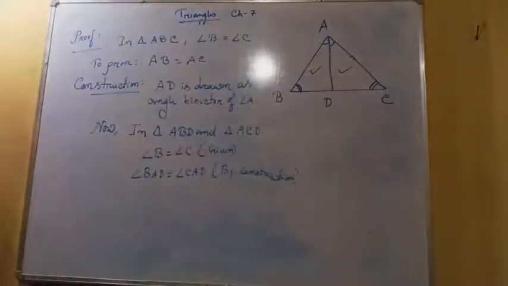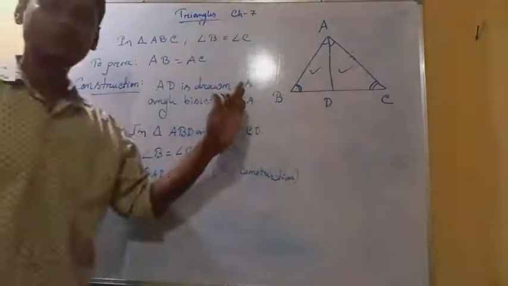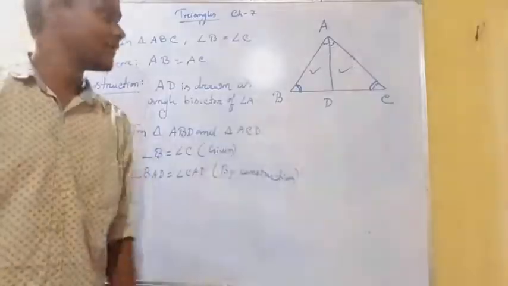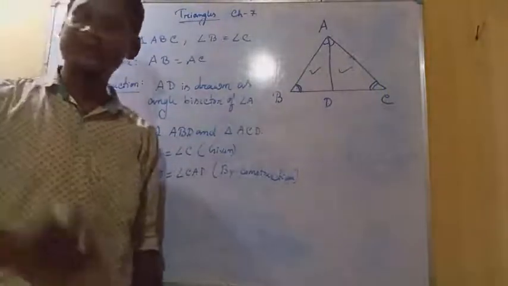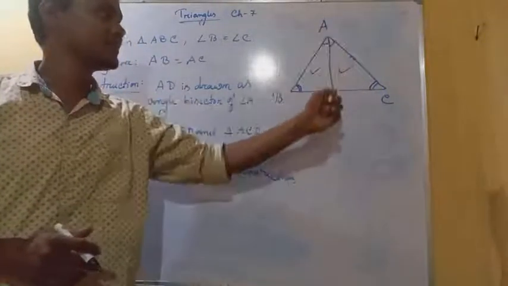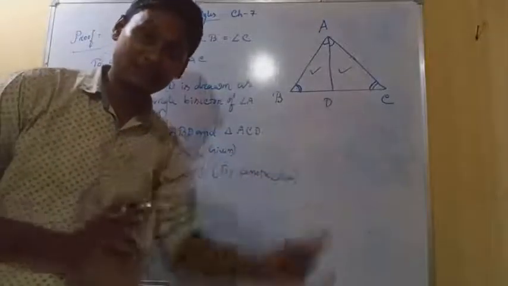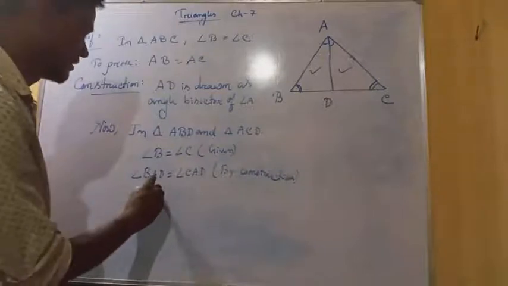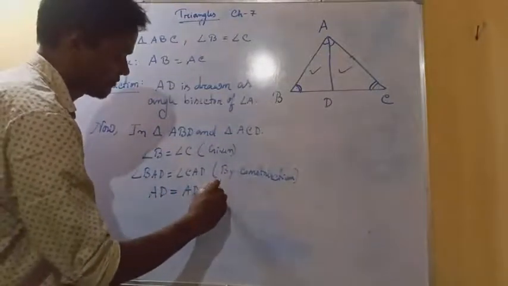Next, I can write one more thing. What is that? Try to identify. As I told you, as soon as the common part comes, it should be in our mind directly. Here you can see this AD side is common, right? So we can write, AD side is equal to AD side, common.